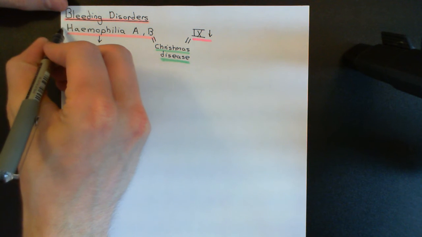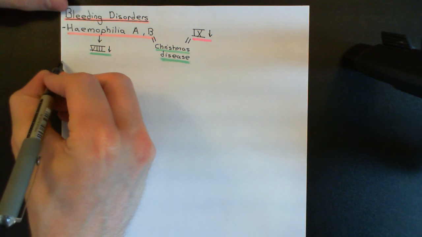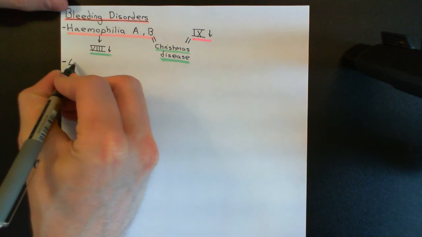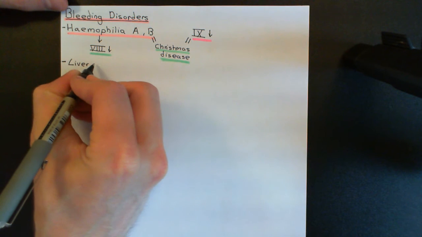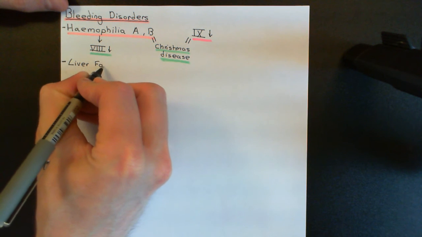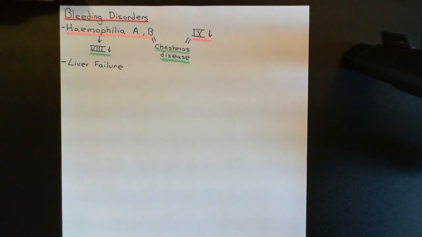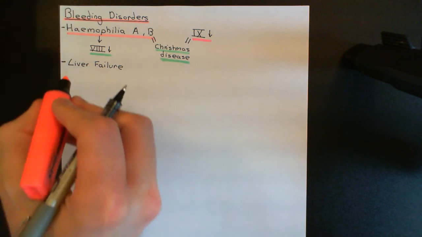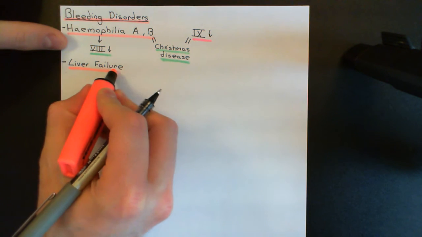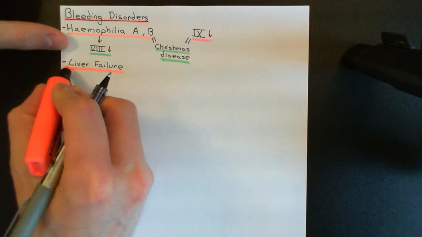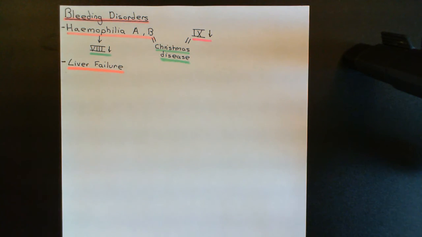Next example that I want to give of a bleeding disorder is if you suffer from liver failure. Okay, so in liver failure, the liver starts to fail the body. Okay, it starts to no longer perform its function well enough to keep the body alive, basically. Okay, so liver failure is where the function of the liver is starting to fail the rest of the body, and it's putting you in mortal danger.